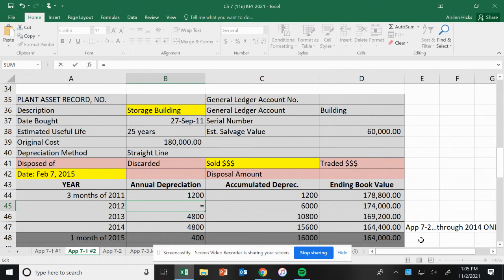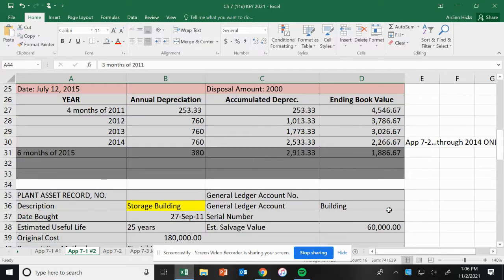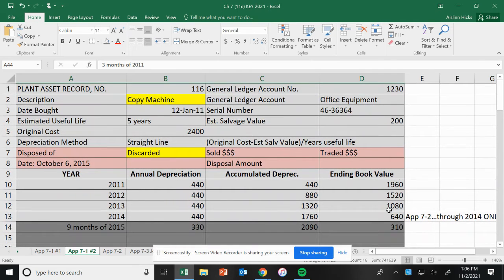So let me show you again what I did. Equals, open parentheses, 180 minus 60, close parentheses, divide by 25 years. That's how I got 4,800. How I got 1,200 is I took 3 over 12 times 480. So again, pause this video. Make sure that you're all filled in through 2014 for the building, the shelf, and the copy machine.